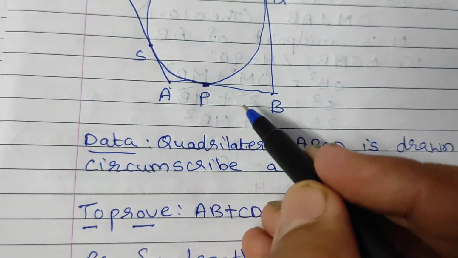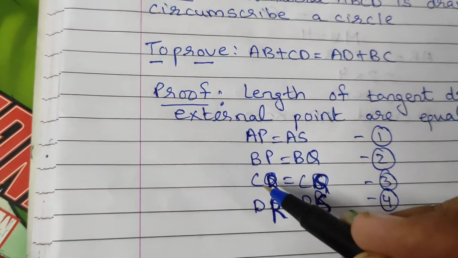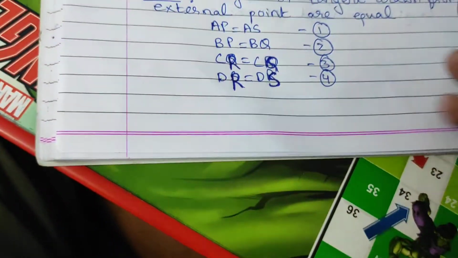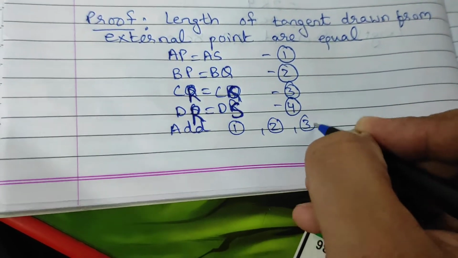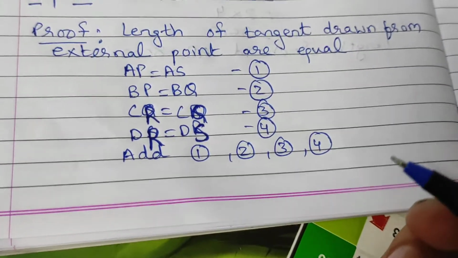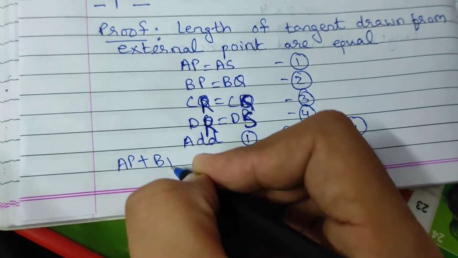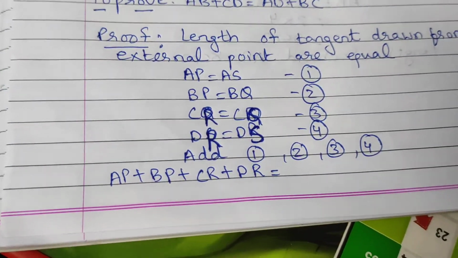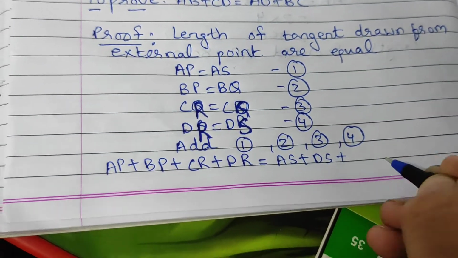Now check: AP equal to AS, yes. BP equal to BQ, CQ equal to CR, okay, and DR equal to DS. Now let us add 1, 2, 3, 4. So when you add 1, 2, 3, 4, you get AP plus BP plus CR plus DR is equal to AS plus DS plus BQ plus CQ.